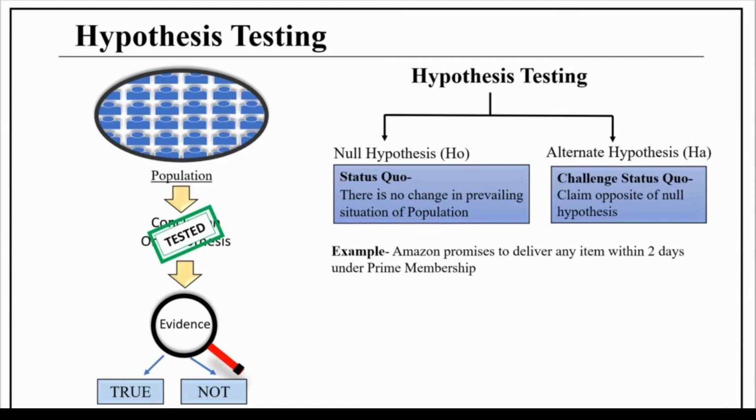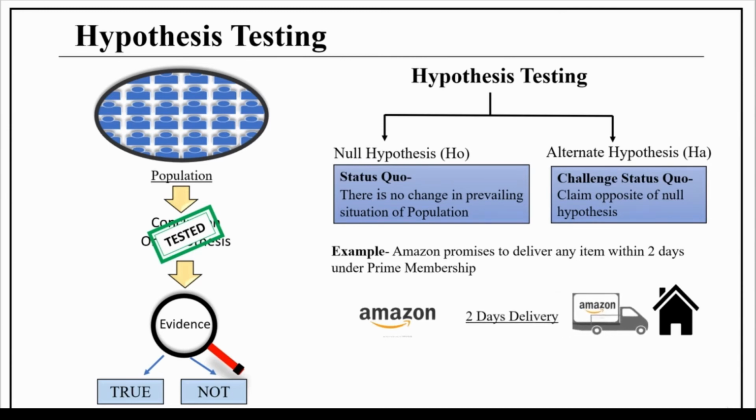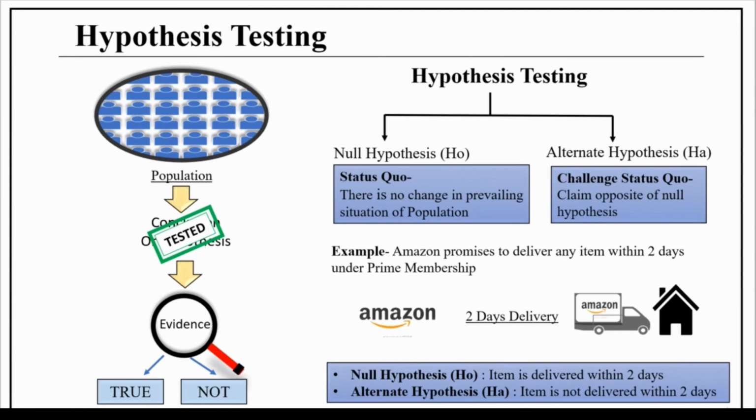So let's understand null hypothesis and alternate hypothesis with an example. Amazon promises to deliver any item within 2 days under Prime membership. So what is the null and alternate hypothesis in this case? The null hypothesis is item delivered within 2 days. As you know, it is the status quo. Alternate hypothesis, which is the opposite of the null hypothesis, is item is not delivered within 2 days.